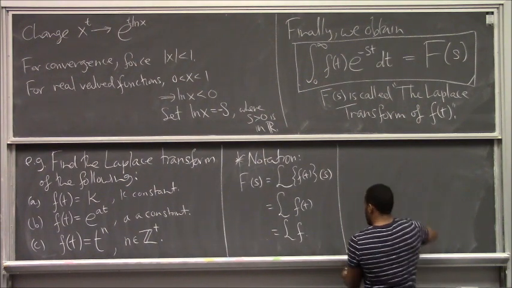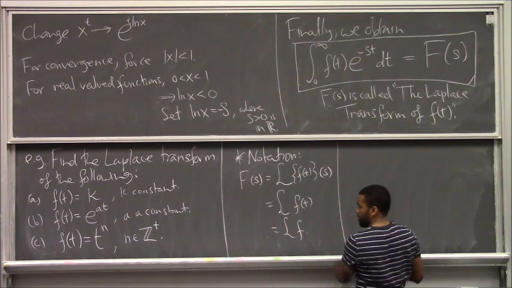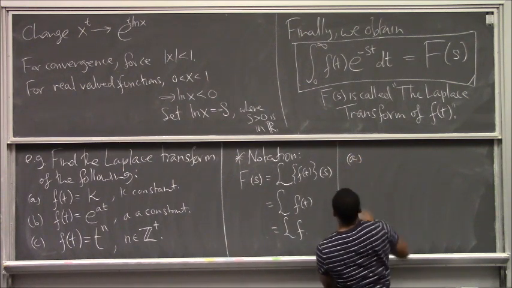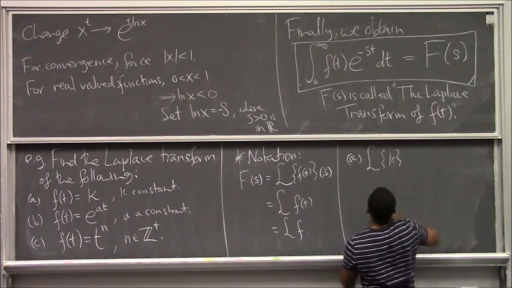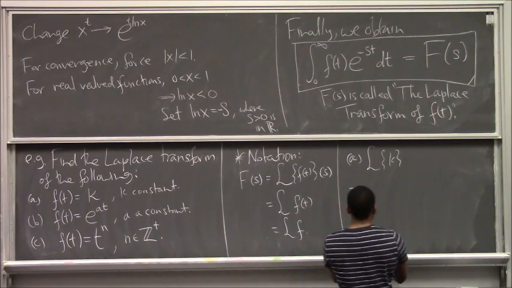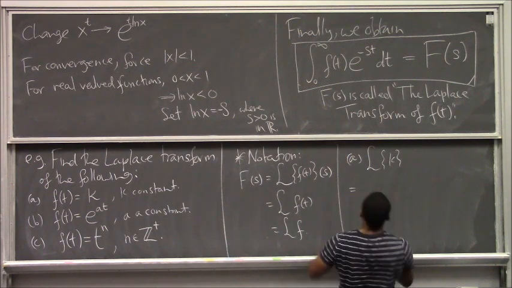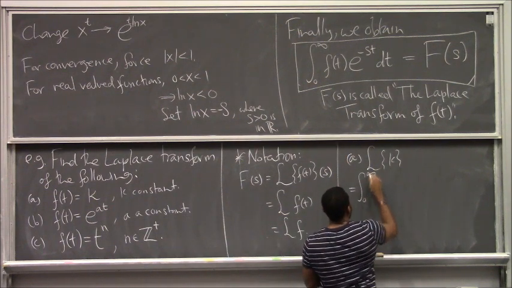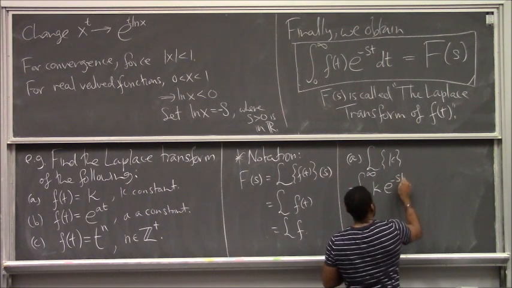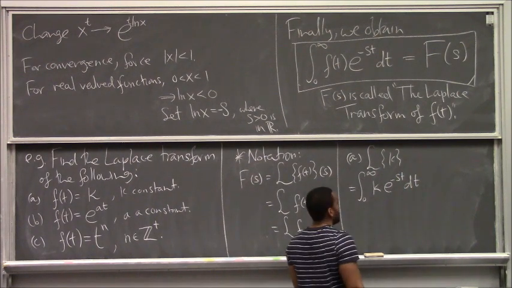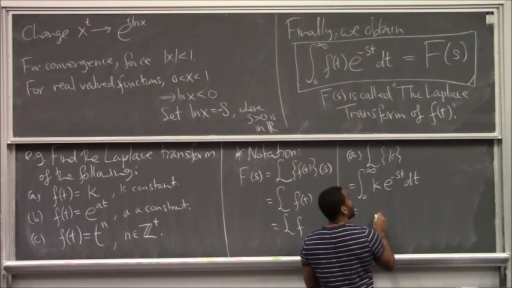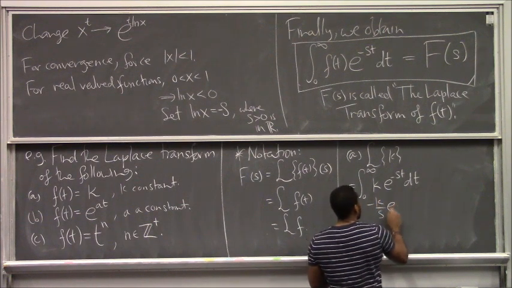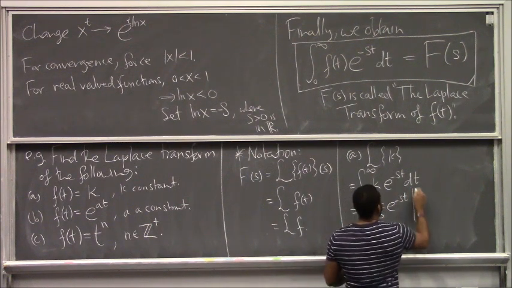So let's actually do that. Let's find the Laplace transform of these. We can probably fit the first one here. A. So, if I want the Laplace transform of k, how do I do that? Well, you follow the definition. The Laplace transform is the integral from 0 to infinity of k times e to the minus st. Integral of this? E to the negative st over negative s. So it's minus k over s, e to the minus st between 0 and infinity.